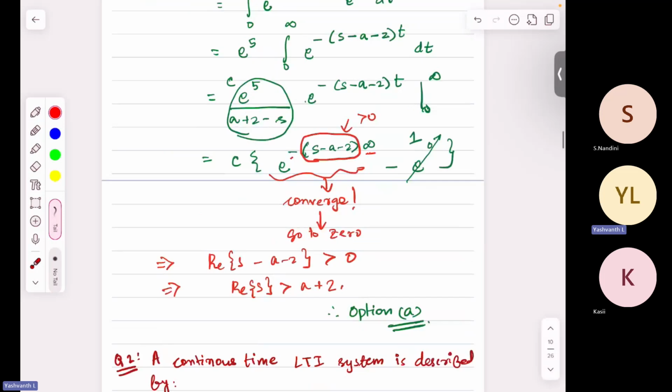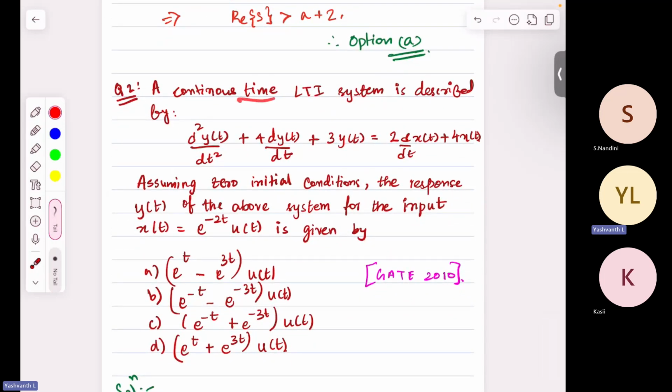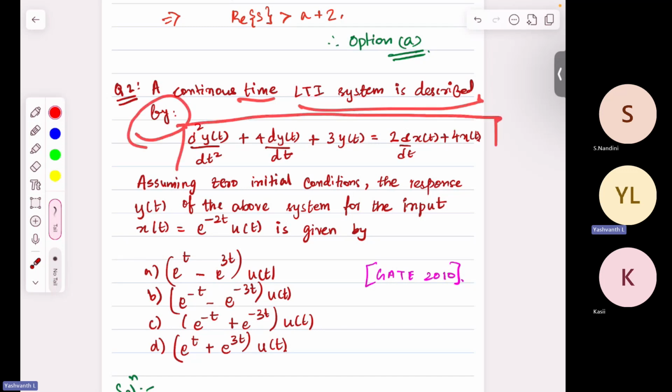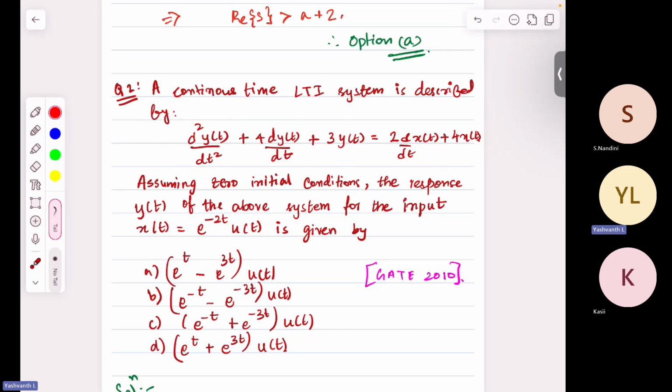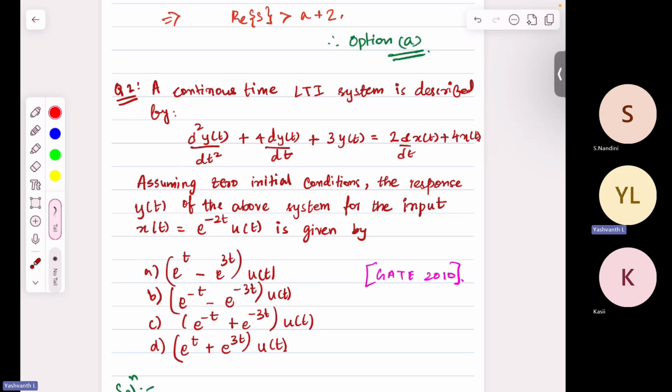Okay. The next question is as follows. A continuous time LTI system is described by this constant coefficient, what is it called? Differential equation. Linear constant coefficient differential equation. Okay? An LTI system. This is the differential equation. The question is, assume that you have zero initial condition.